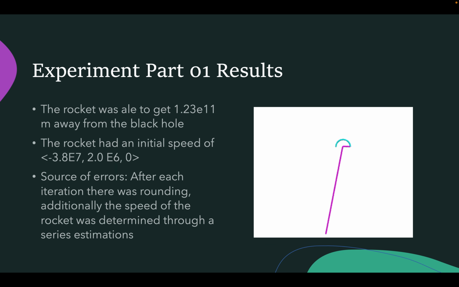to determine if the velocity was fast enough to get out of the system. The rocket was able to get to 1.23 times 10 to the 11 meters away from the black hole, with an initial speed of negative 3.8 times 10 to the 7 in the x direction, 2.0 times 10 to the 6 in the y, and 0 in the z. Source of errors again was that after each iteration there was rounding. Additionally, the speed of the rocket was determined through a series of estimations.